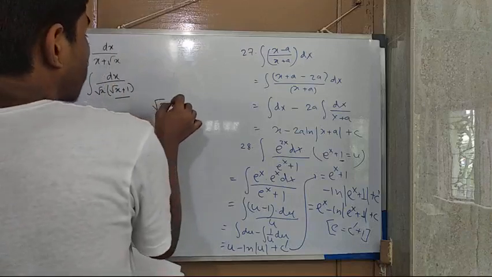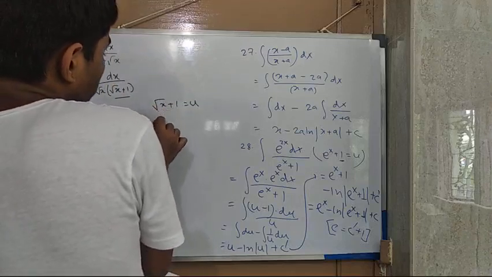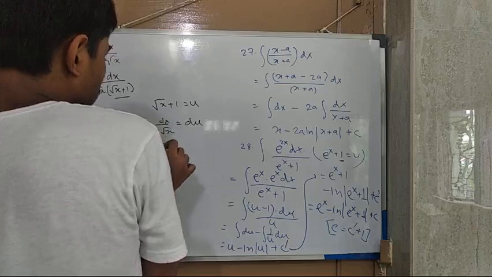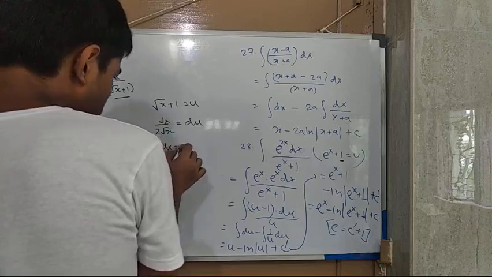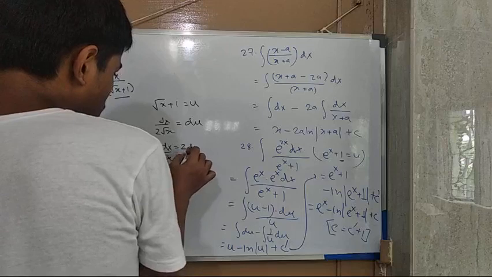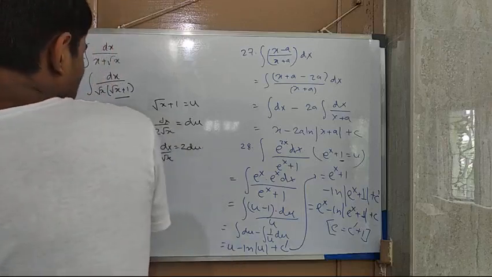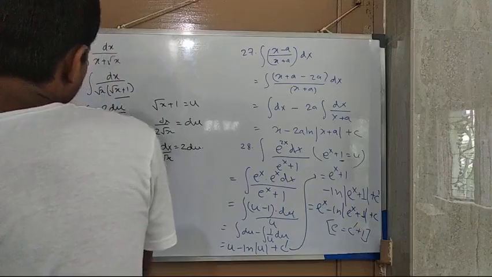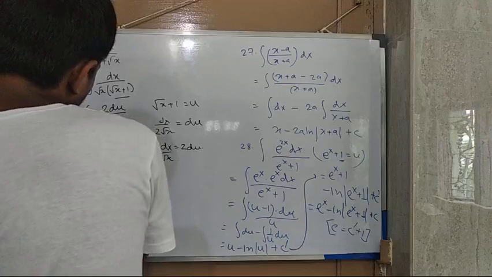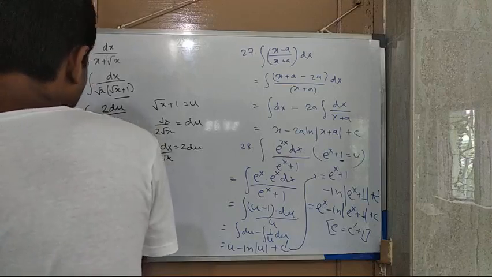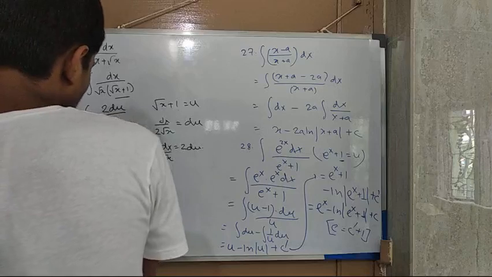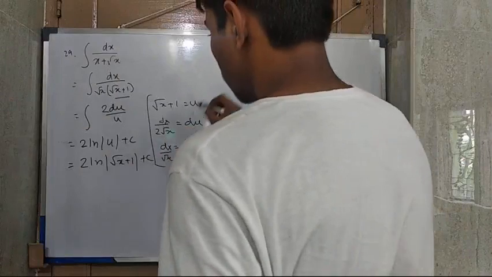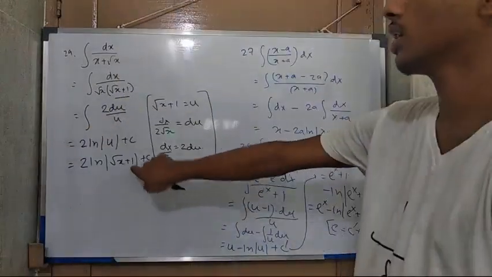Now take this as u. So root x plus 1 is equal to u. This becomes 1 by 2 root x dx is equal to du, and dx by root x is equal to 2 du. So this becomes integral 2 du by u. So this is 2 ln u plus c, and this is 2 ln, what was our u? u was root x plus 1, plus c. So this is our answer for the 29th question.